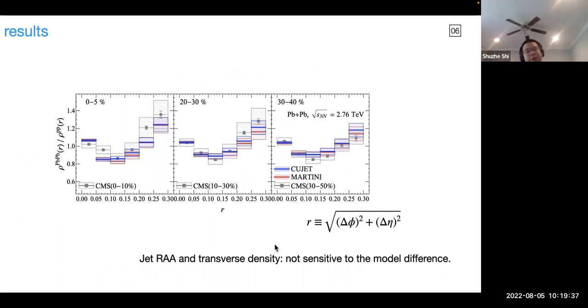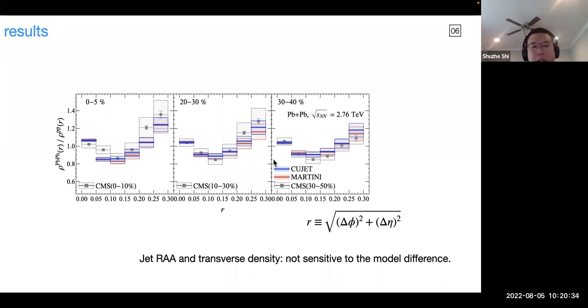Another observable one can measure is the radius dependence. In experiments, one can measure the particle number distribution as a function of this radius. Delta phi is the difference of azimuthal angle between the charged hadron and the azimuthal angle of the jet, and similarly, eta is the rapidity. So this tells us how the particles distribute in the transverse direction of the jet. One can measure this distribution for lead-lead and for proton-proton collisions and take the ratio. This ratio tells us how the medium modifies such a distribution.